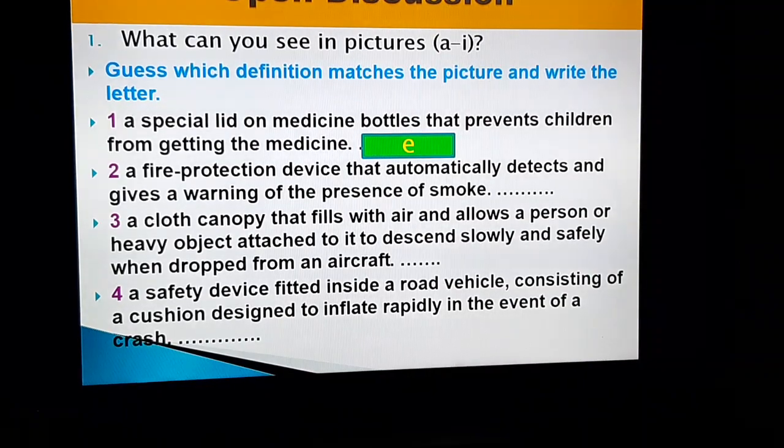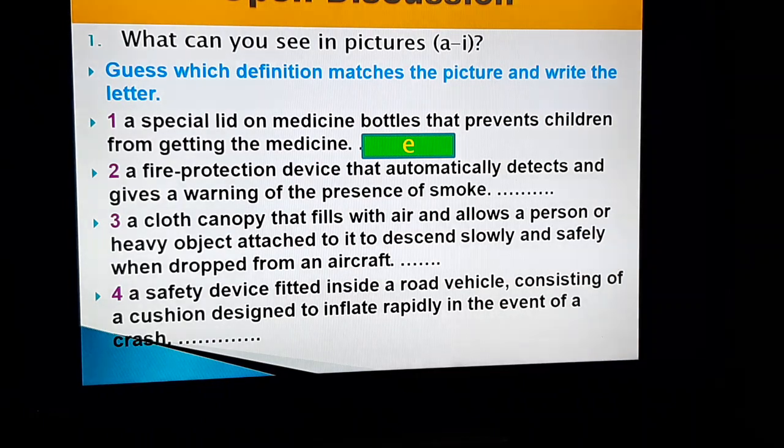Number 2, a fire protection device that automatically detects and gives a warning of the presence of smoke. We have the word automatically, a new word today. Automatically means to do something without intention, unwillingly. The word detect means to discover something. And we have the word warning. Warning means there is a danger and you should be careful. So I warn you to be careful.